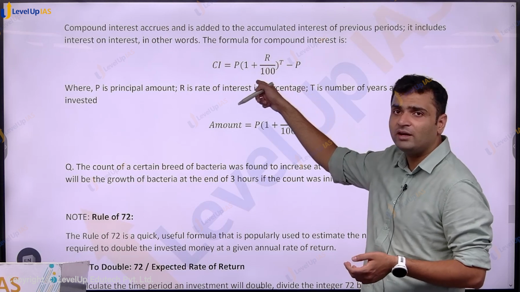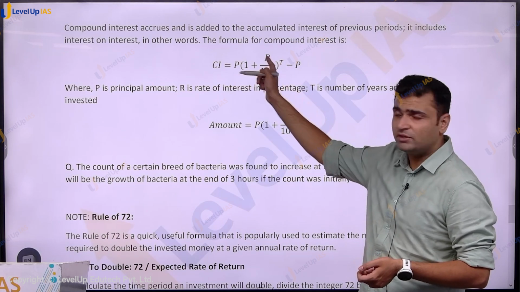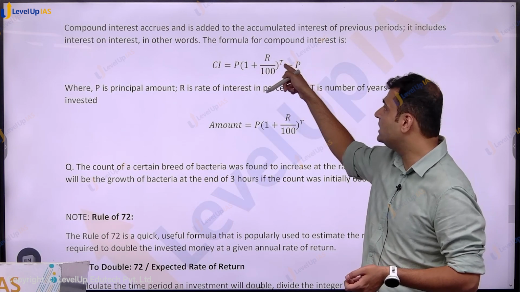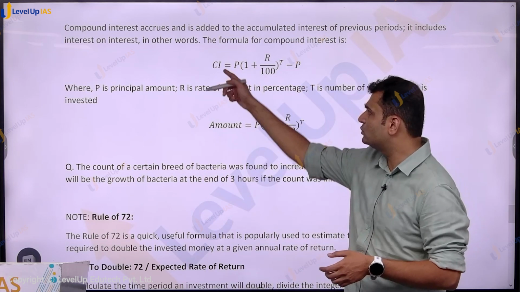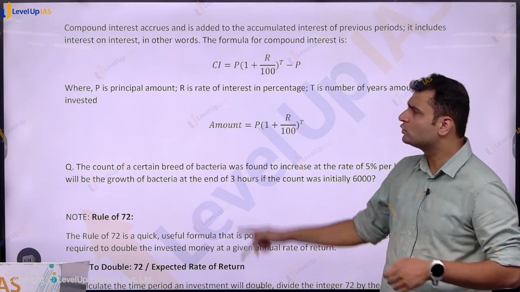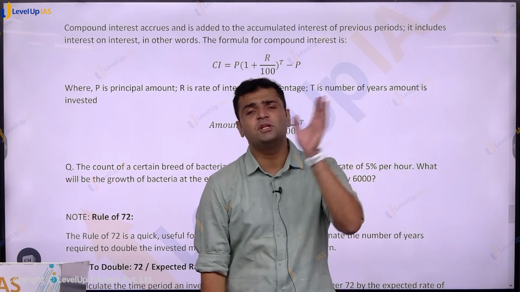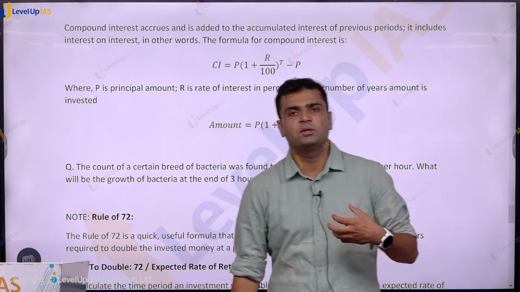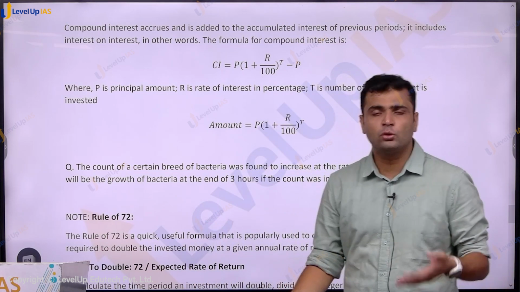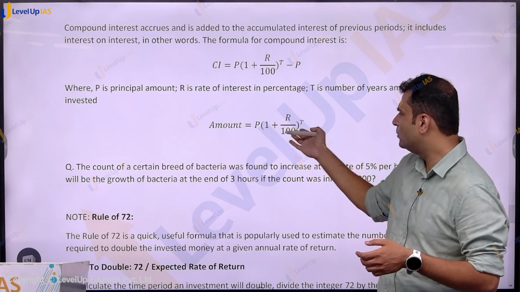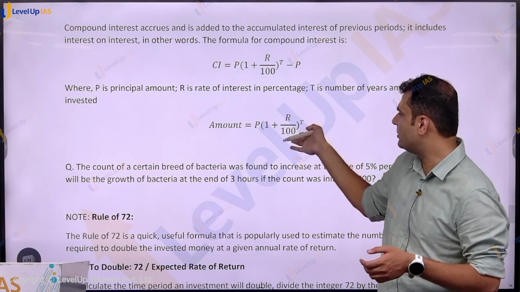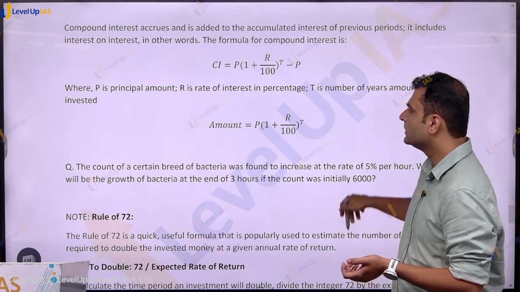1 plus R by 100 is 1 plus 10 by 100, which is 1.1, raised to T, the number of years. So principal into that is the amount. And if you want to calculate just interest, you have to subtract your original principal from this. Original principal अगर निकाल दोगे तो वो interest बच जाएगा बस, total interest जितना भी आपको मिला है. And if you are interested only in amount, it is just P into 1.1 raised to n, मतलब 1 plus R by 100 raised to T, जो भी है.